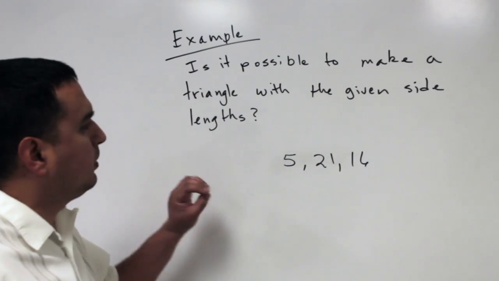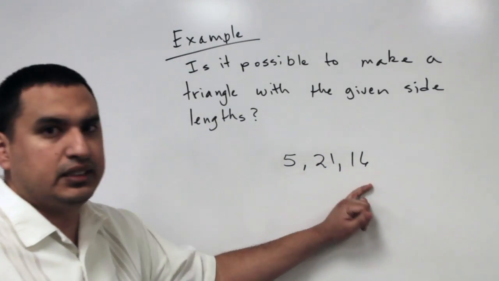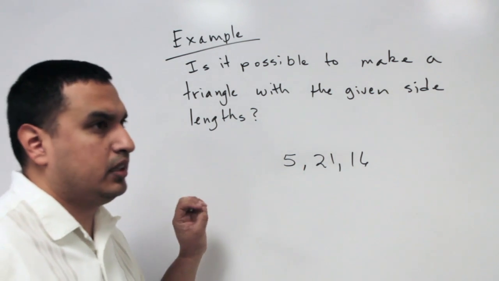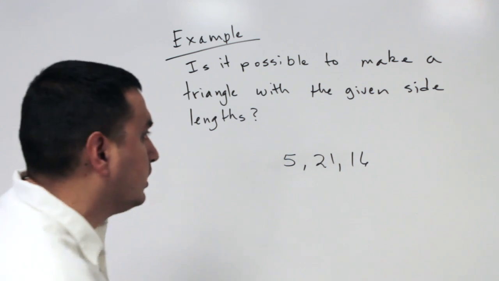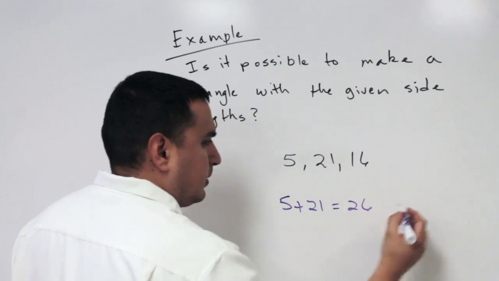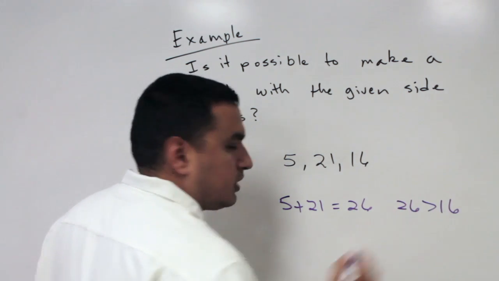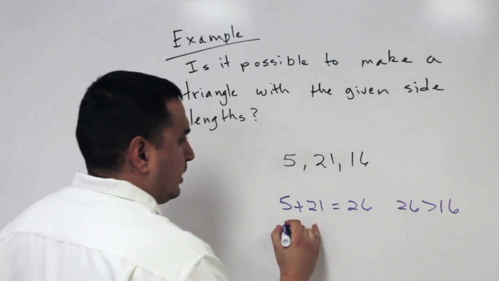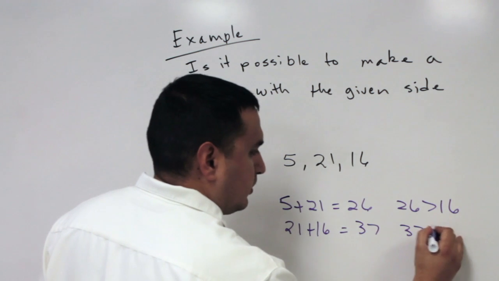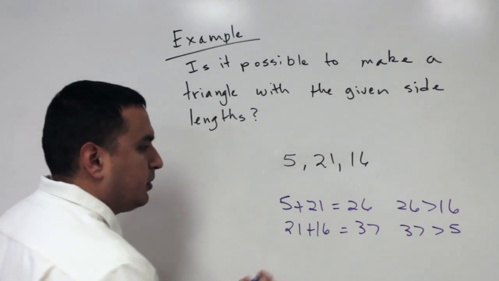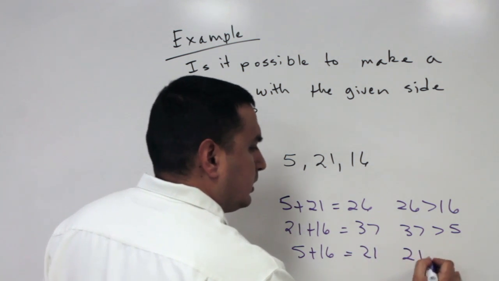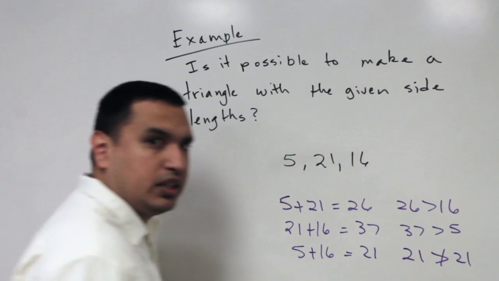Okay. With this example, we're looking at 5, 21, and 16. Now, is it possible to add any two of these and come up with a number greater than the third side? So if I start with 5 plus 21, that's 26, and obviously 26 is greater than 16. And then if I take 21 plus 16, that's 37, and I know 37 is greater than 5. Okay, but what if I take 5 plus 16, I get 21. 21 is not greater than 21, it's actually equal.